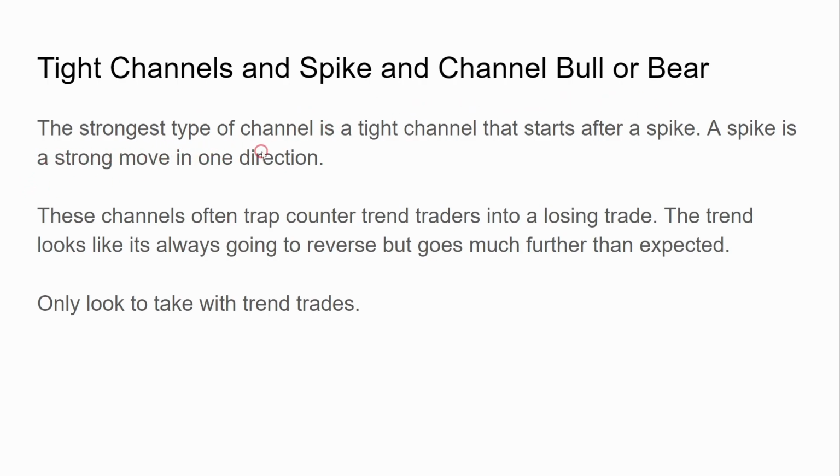Tight channels and spiking channel, bull or bear. The strongest type of channel is a tight channel that starts after a spike. A spike is a strong move in one direction. These channels often trap counter-trend traders into a losing trade. The trend looks like it's always going to reverse, but goes much further than expected. Only look to take with trend trades.